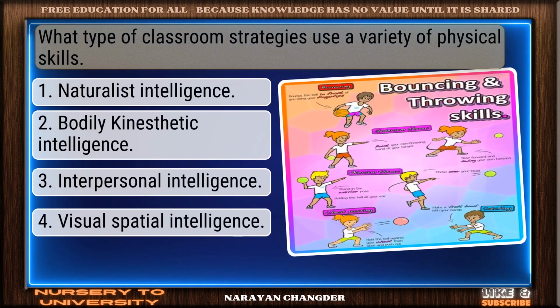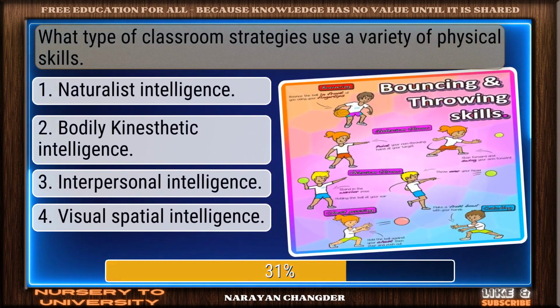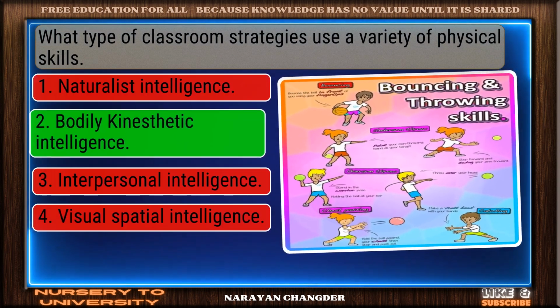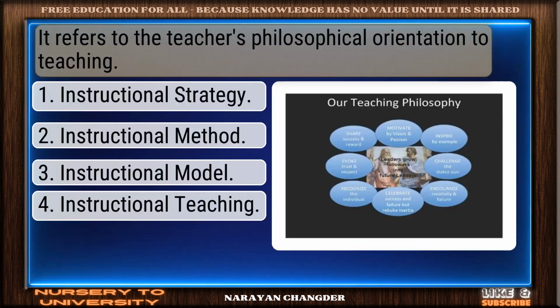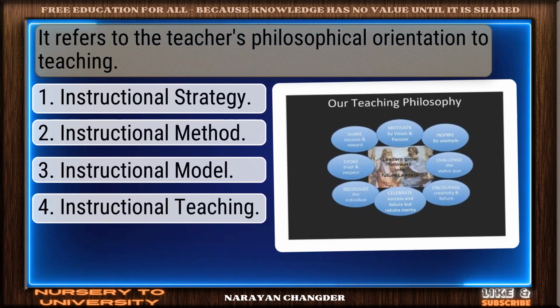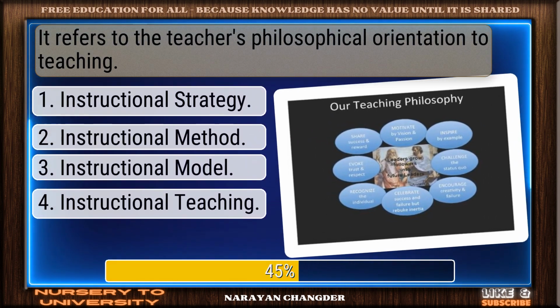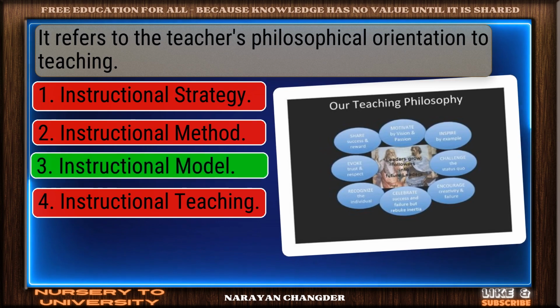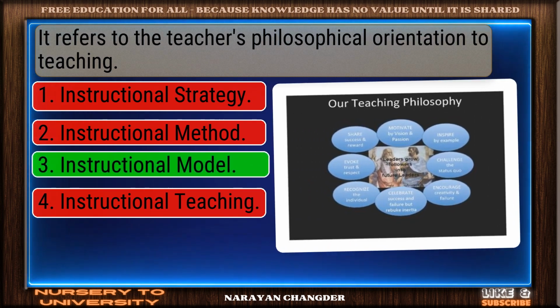What type of classroom strategies use a variety of physical skills? Right again. Bodily kinesthetic intelligence is a valid answer. It refers to the teacher's philosophical orientation to teaching. Clear logic. Your choice instructional model is sound and 100% true.